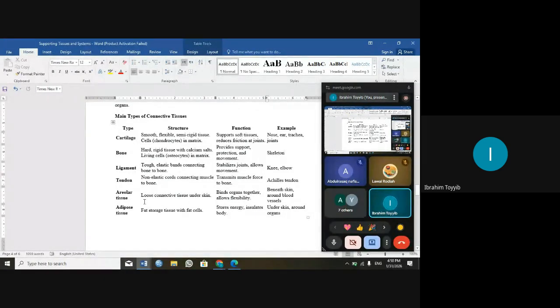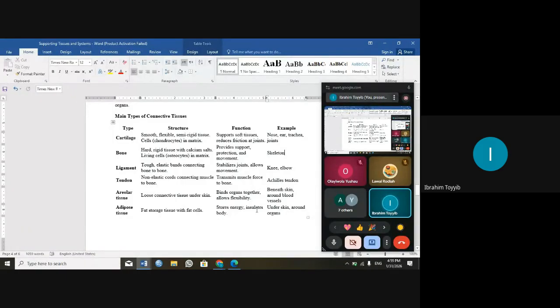We have areolar tissue and adipose tissue. Areolar tissue is found beneath the skin and around the blood vessels. So how many types of blood vessels do we have? Who knows how many types of blood vessels we have? You have three blood vessels. You have not reached the transport system; you are still going to do the transport system. You have three blood vessels: the artery, the vein, and the capillary.